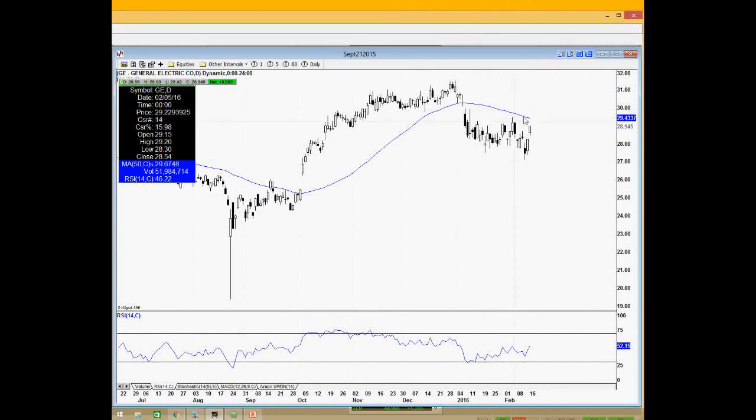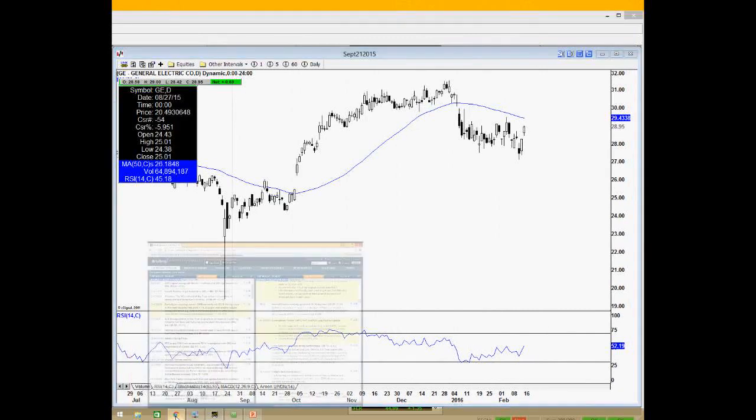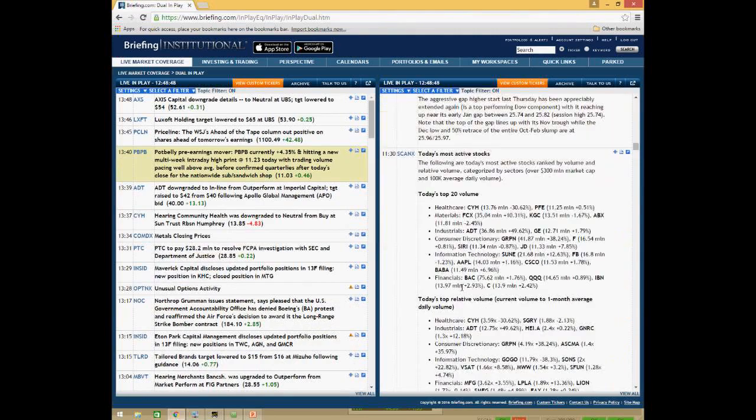For me, this isn't really much of a trading opportunity right here, right now. It's GE, it's a slow mover, it's below the 50. I'll just make a mental note of it, something to do.